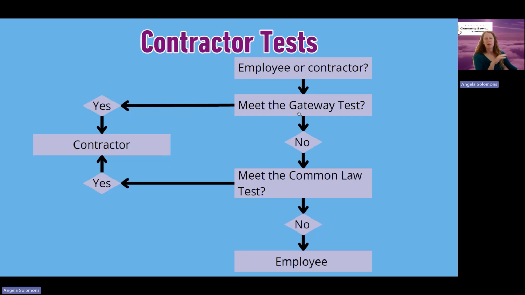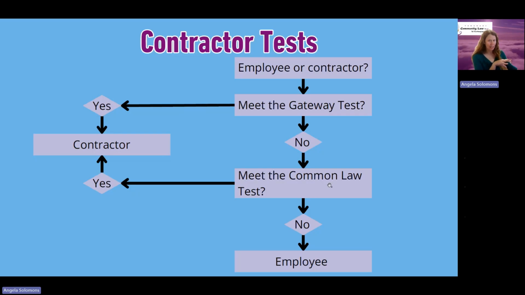Then you have to apply the gateway test. So this is the first test that you apply. This is a checklist. If you meet the gateway test, then you are a contractor. Simple. If you do not meet the gateway test, then you then have to apply the common law test, which was the law before February.